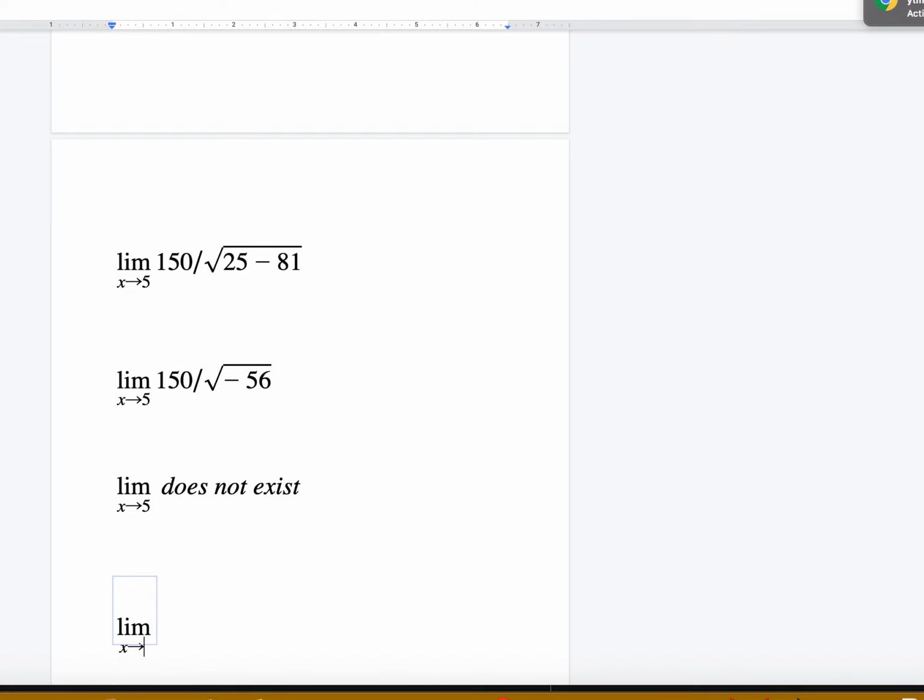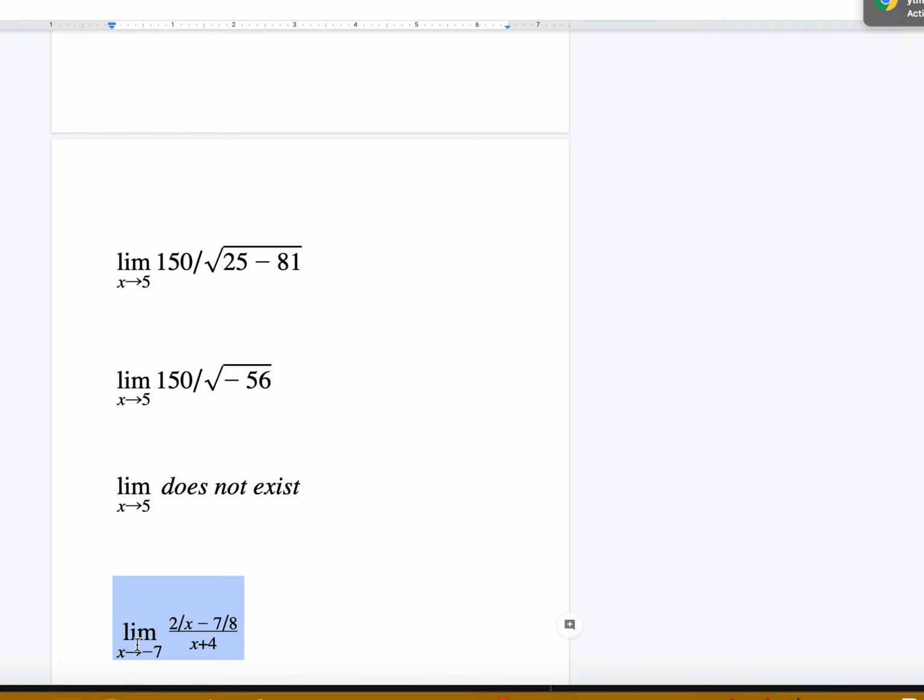How about the limit as x approaches negative 7 for an equation like 2 over x minus 7 over 8, all that over the equation x plus 4.